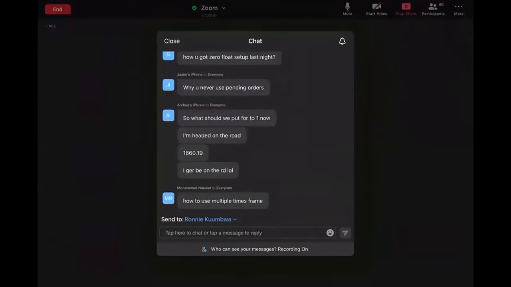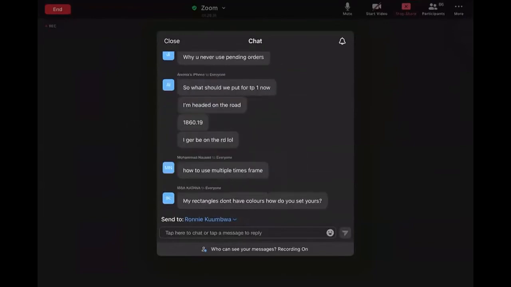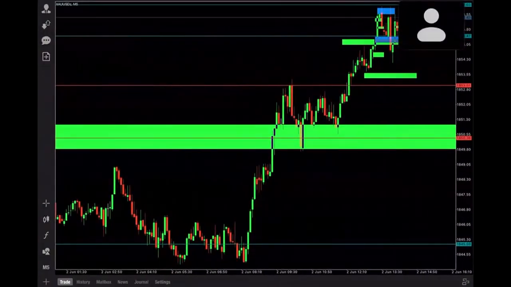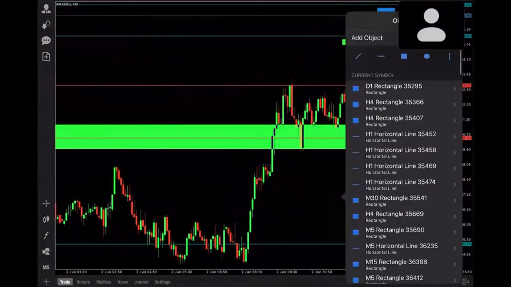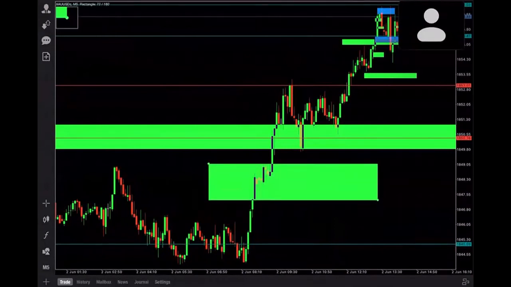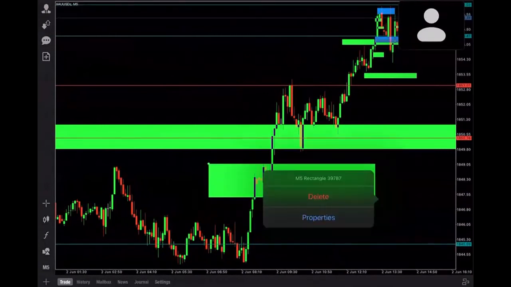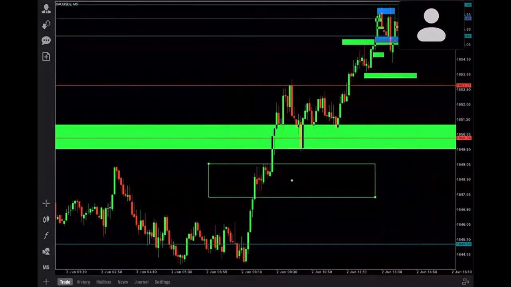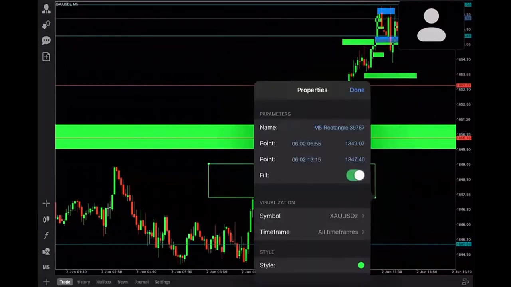Multiple time frame. Now, Sat, have you watched the multi-time frame video, the first week lesson? Oh, you don't have colors. Okay, now I understand your question. After you open your rectangle, at the side here you press property, and then you click on fill. If you don't fill, it's empty in the middle. So you just change to fill.